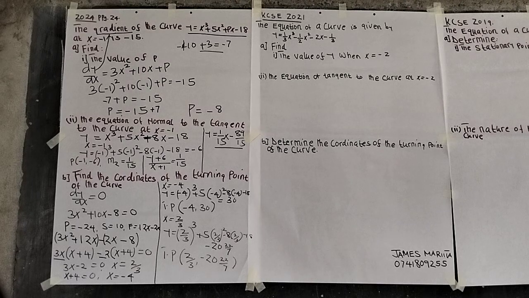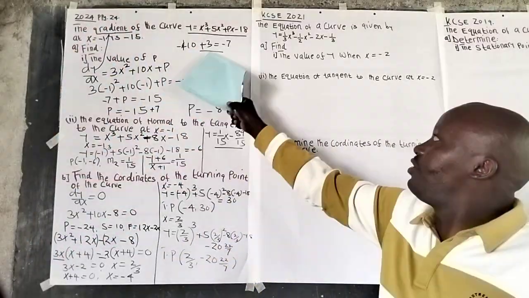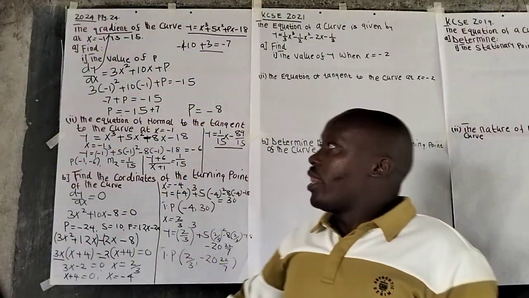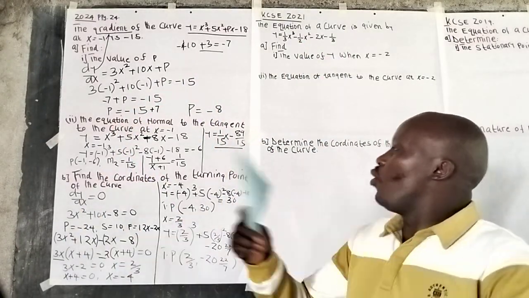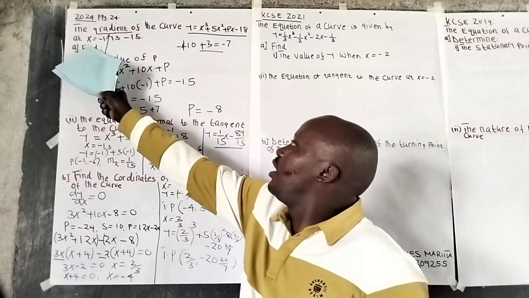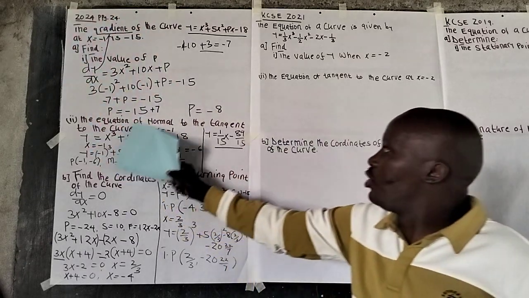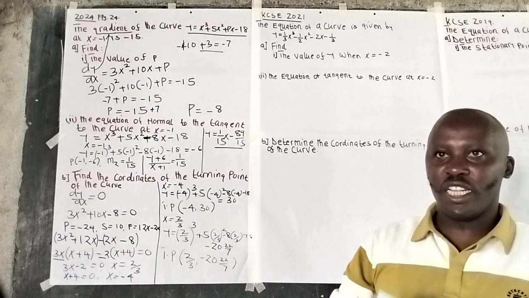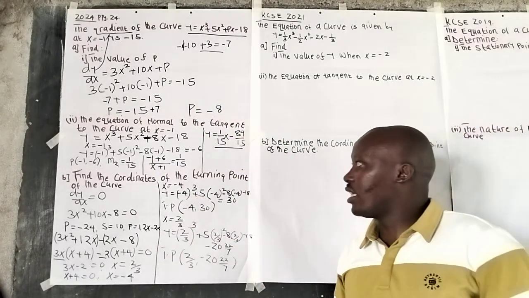That is a question of 2024 paper 1, question 24. So the things that you are supposed to understand here: when you have been given the gradient of a curve, which is negative 15, the first thing you do is to differentiate. You find dy/dx. Then where there is x, because we have been given the value of x as negative 1, you substitute there. Where there is 15, because the gradient function is equal to 15, it will give us the value of p as negative 15.